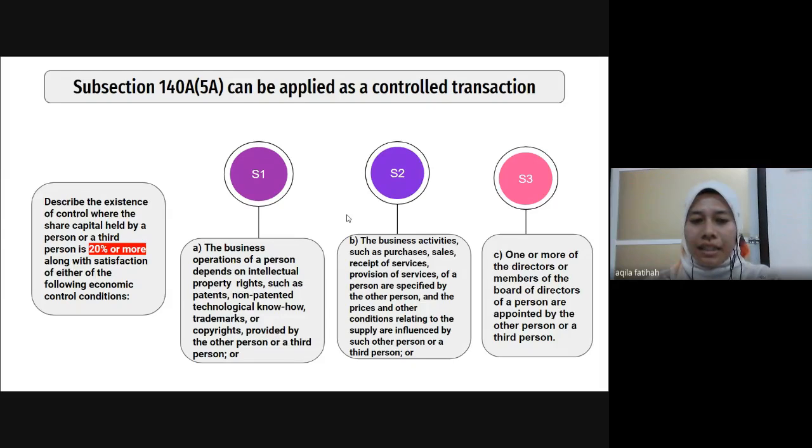The first is that the business operation of a person depends on intellectual property rights provided by the other person or a third person. We can see this later in scenario 1 for clearer understanding. B is about business activities such as purchases, sales, receipt of service that are influenced by such other person or a third person. We can see this in scenario 2 later. C is about one or more of the directors or members of the board of directors of a person being appointed by the other person or the third person. The sentences of the law are quite complicated, so we move to the scenario.